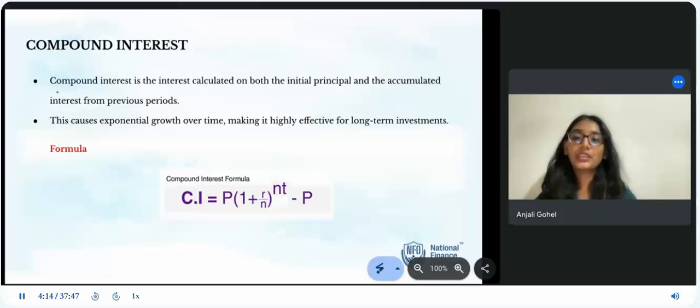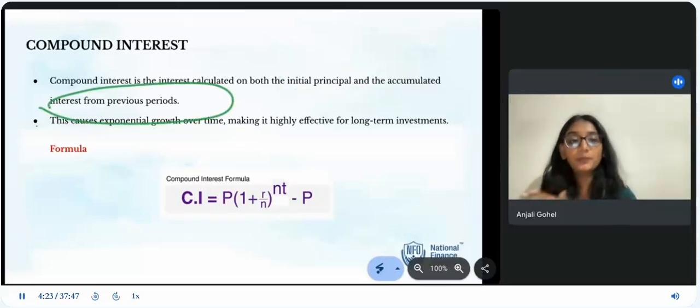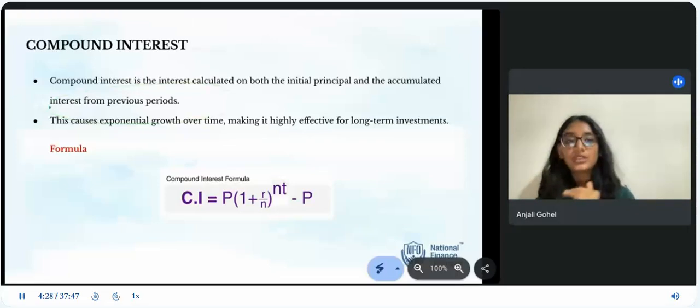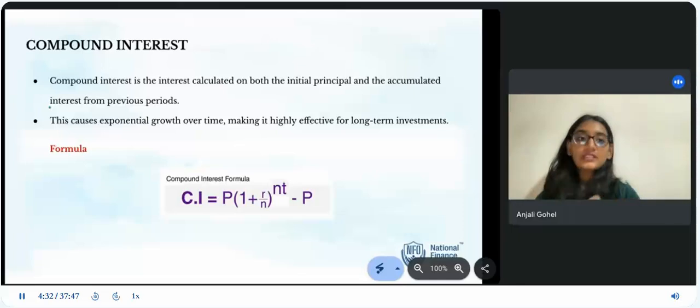Now, compound interest is calculated both on the principal and on the interest that you have earned over the previous period of time, correct? Compound interest is also called interest on interest, which means, for example, I've invested 10,000 rupees at 3% compound interest, annually compounded. So at the end of the first year, I would have 10,300 rupees, correct?